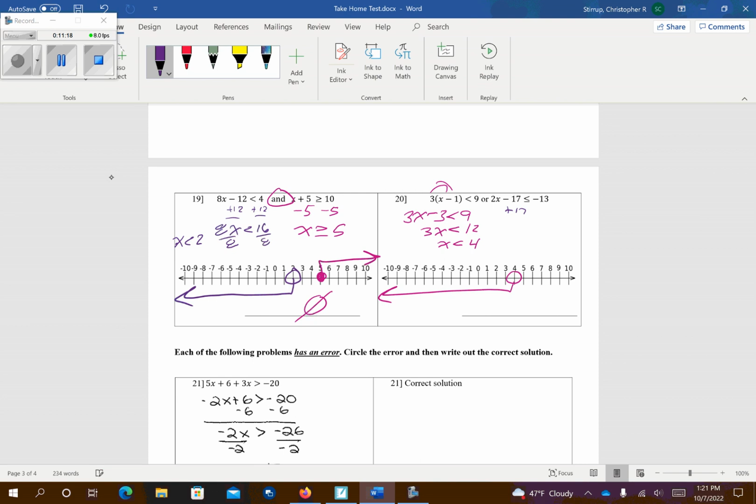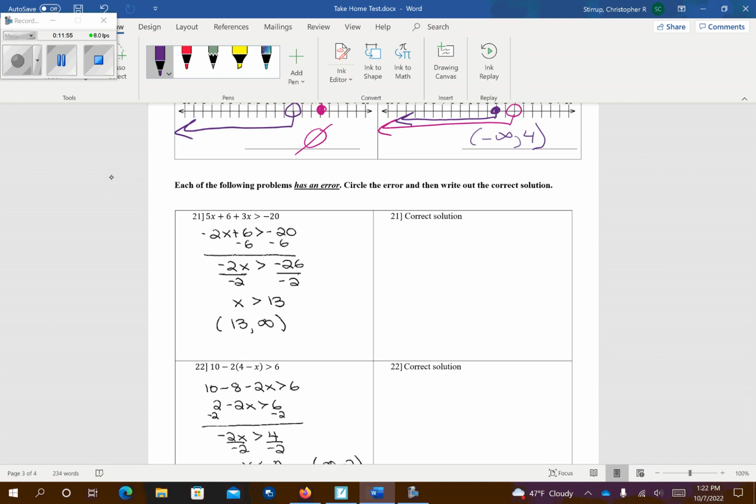I'm going to add 17. So something costs $13. I have $17 in my pocket, so I still have $4. Divide by 2, so x is less than or equal to 2. So that's going to go this way. So it is an OR problem. So it includes the original, all the original. So it's going to go from negative infinity all the way to 4, and the 4 is a soft bracket, because remember, OR does not have overlap. It doesn't have to have overlap, okay?